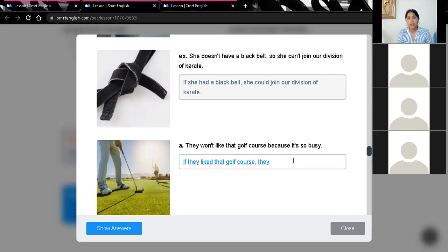We have to start with the result clause. So how can we start? They, if... no, if the golf course. We're going to start with talking about the golf course. We have to identify what we are talking about first. If the golf course, what's going on with the golf course? If the golf course what? It's so busy, so we're talking about the golf course, not about them. So if the golf course what? How is the golf course? Didn't be so busy. What tense is used here? This is a verb to be.